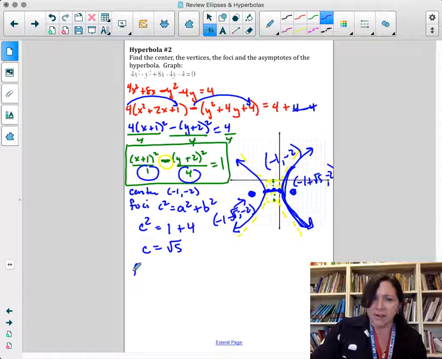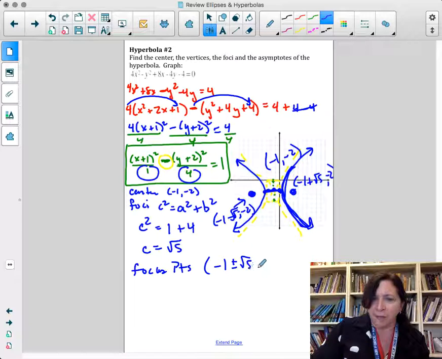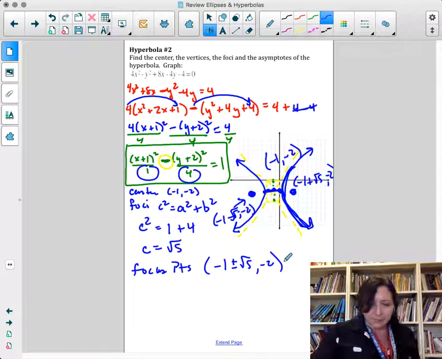So if I wanted to write those out, my focus points would be negative 1 plus or minus the square root of 5, comma, negative 2.